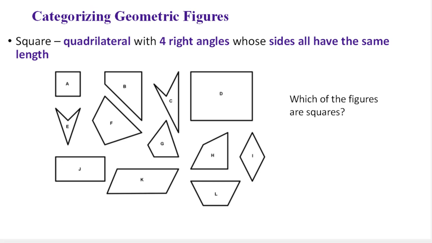Now we want to figure out which of these figures are squares. And notice the first requirement for being a square is that you're a quadrilateral. Well, we already know all of these are quadrilaterals, so we don't have to check that. Then we have 2 more requirements: 4 right angles, and the sides all have the same length.